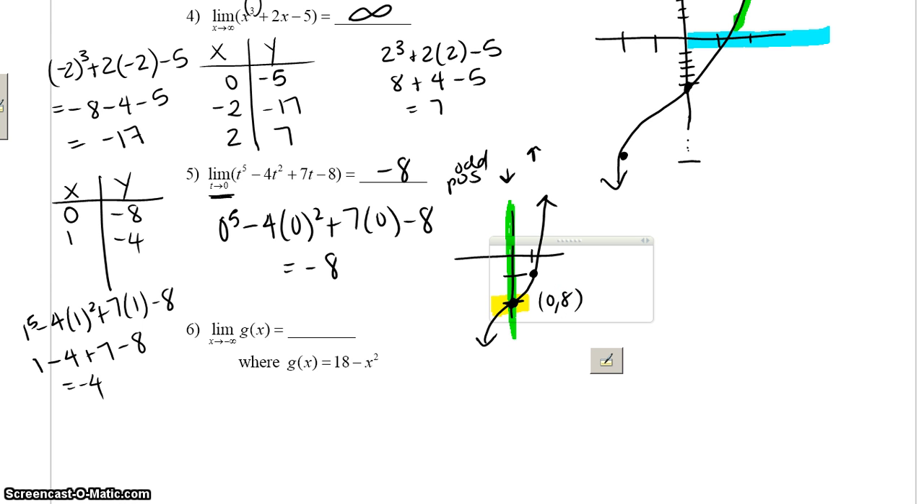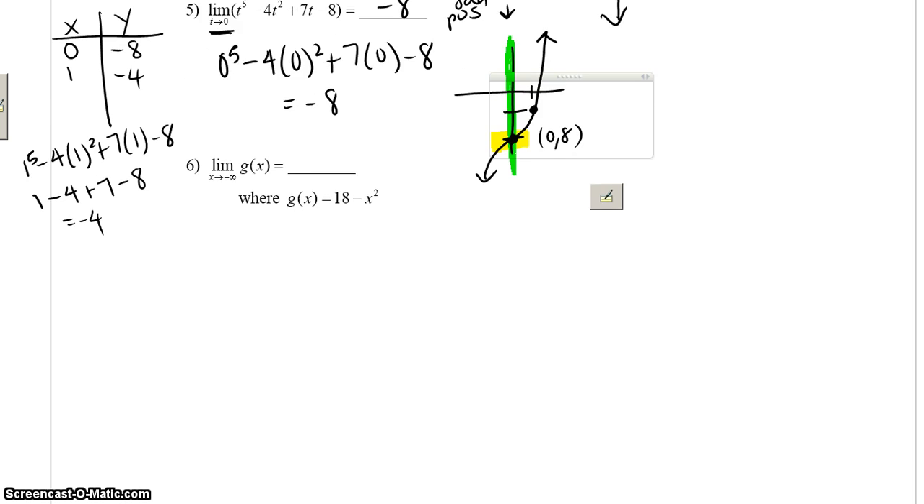Okay, so let's look at our next one. The limit as x approaches negative infinity, g of x approaches what? And they tell us that g of x is 18 minus x squared. So we can look at this as the limit as x approaches negative infinity, 18 minus x squared approaches what?